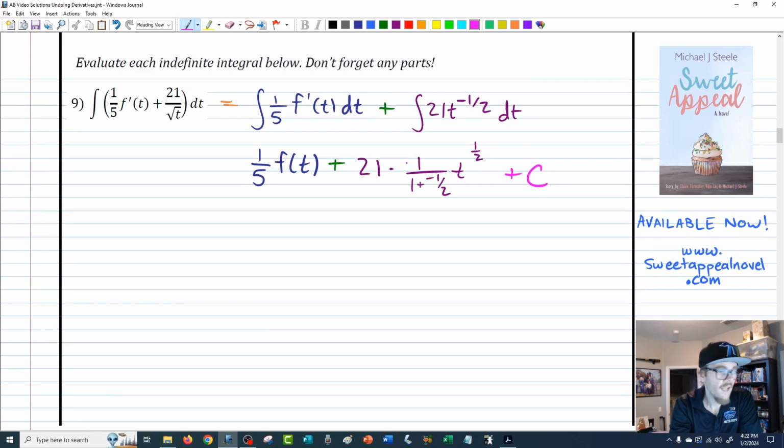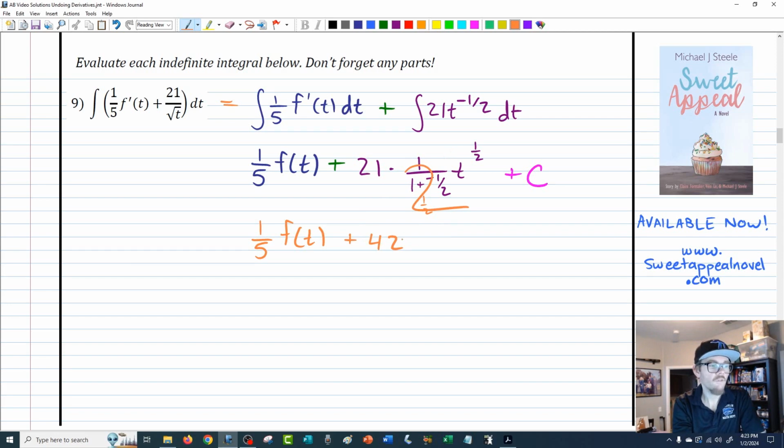So now this is technically our answer. We could stop there, but I'm going to assume that you have a little bit of self-respect. So we're not going to stop there. Instead, I'm going to write this thing out. I'm going to have 1/5 f of t. On the next part, 21 times 1 over 1 minus 1/2. Well, 1 minus 1/2 is 1/2, and 1 over 1/2 is going to be 2. So this whole thing is 2, and 21 times 2 is 42.